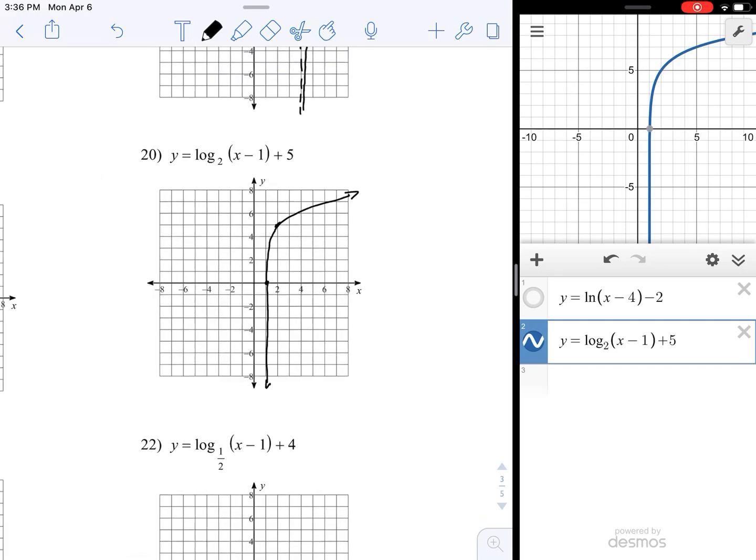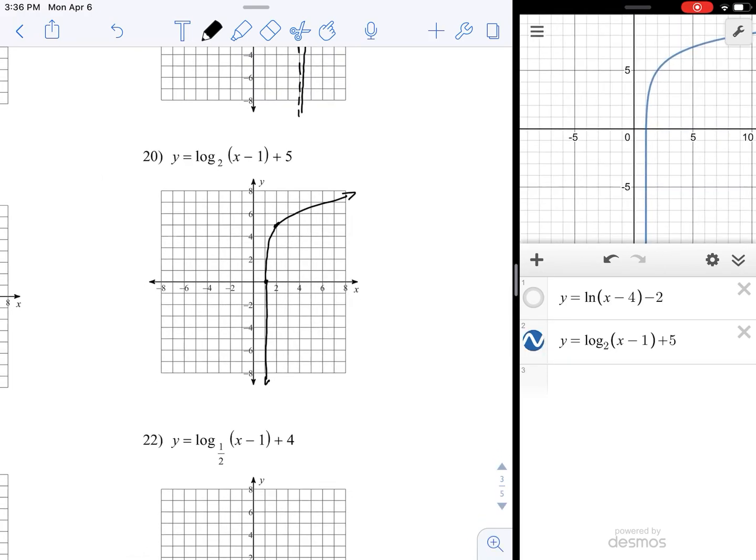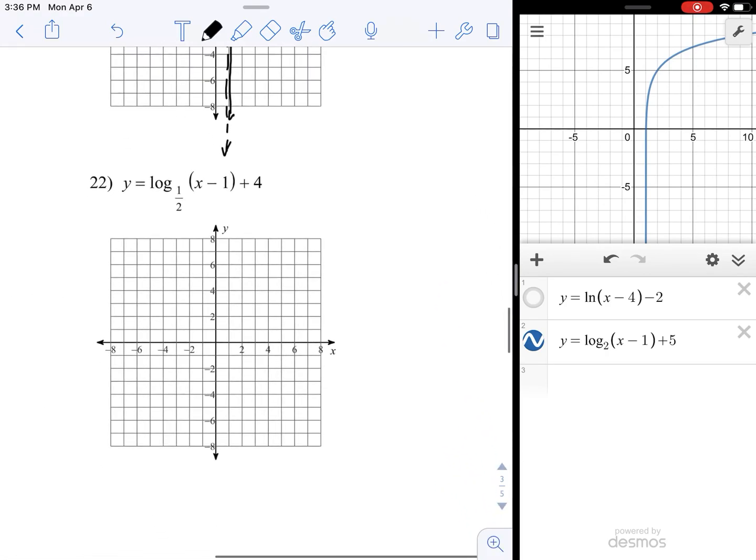Again, not a perfect sketch. Actually, I think I did pretty good on that one. But, you know, just your best, whatever you can do. I'll sketch in the vertical asymptote if it helps. So for you, the vertical asymptote, the dotted line, that's optional. Do it if you think it helps you draw a better graph.